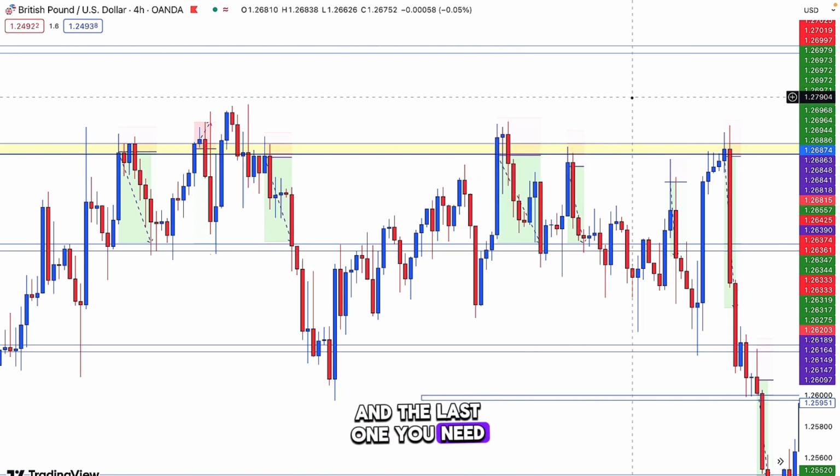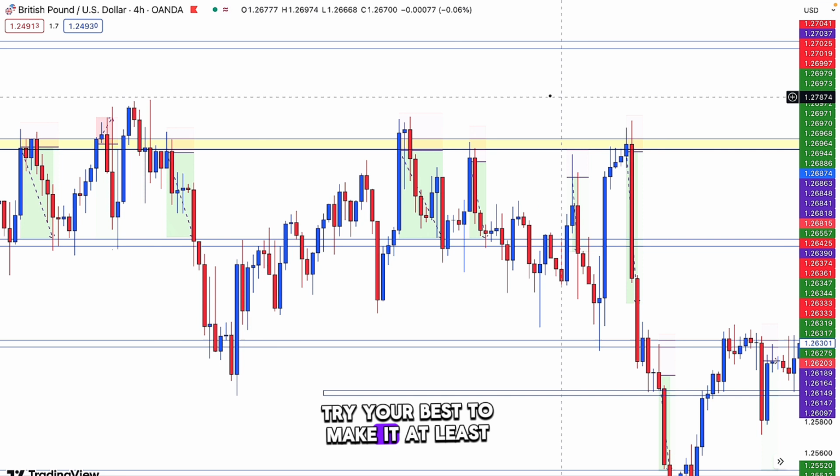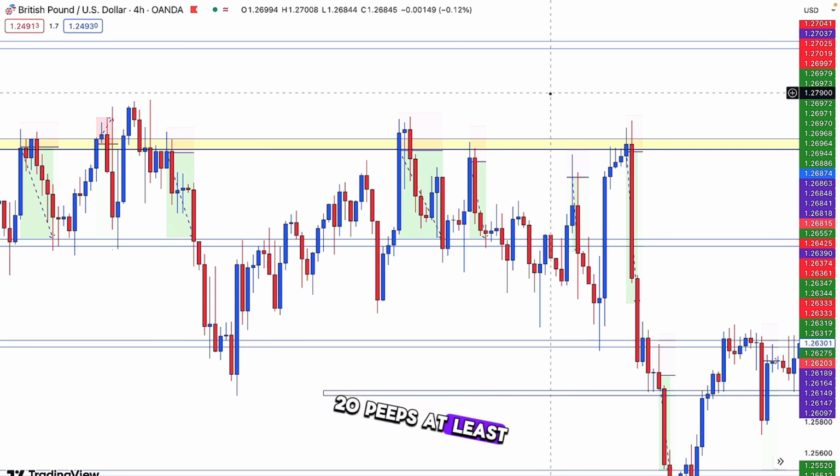And the last one you need to consider is what? Extending your stop loss range. If you have a range that your stop loss is from 5 pips to 15 pips, and you're trading the high time frame, you're not trading the 5 minutes time frame. If you're trading the 4-hour time frame, trust me, 5 pips is too small. Try your best to make it at least 20 pips. If you have 20 pips for a minimum or a maximum, it is going to be good. At least 20 pips.